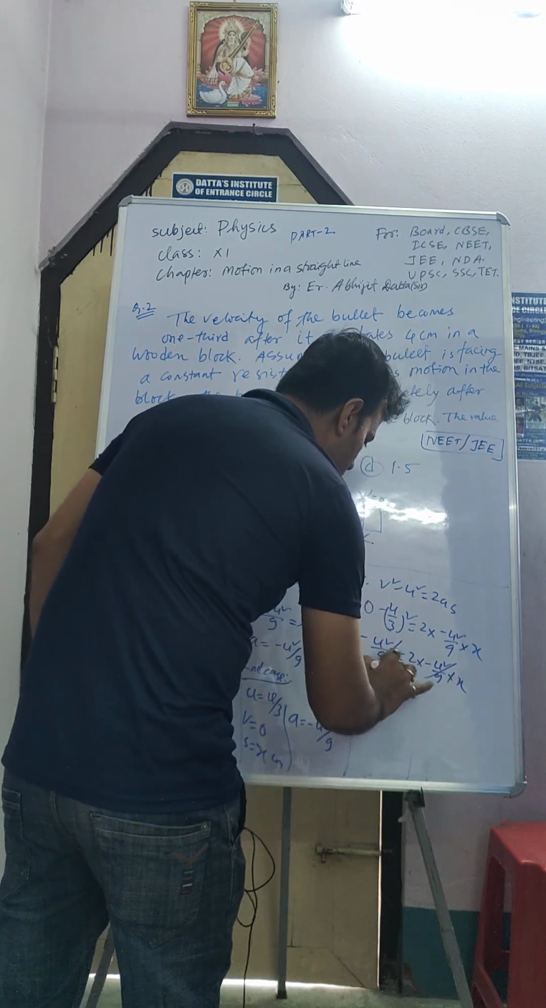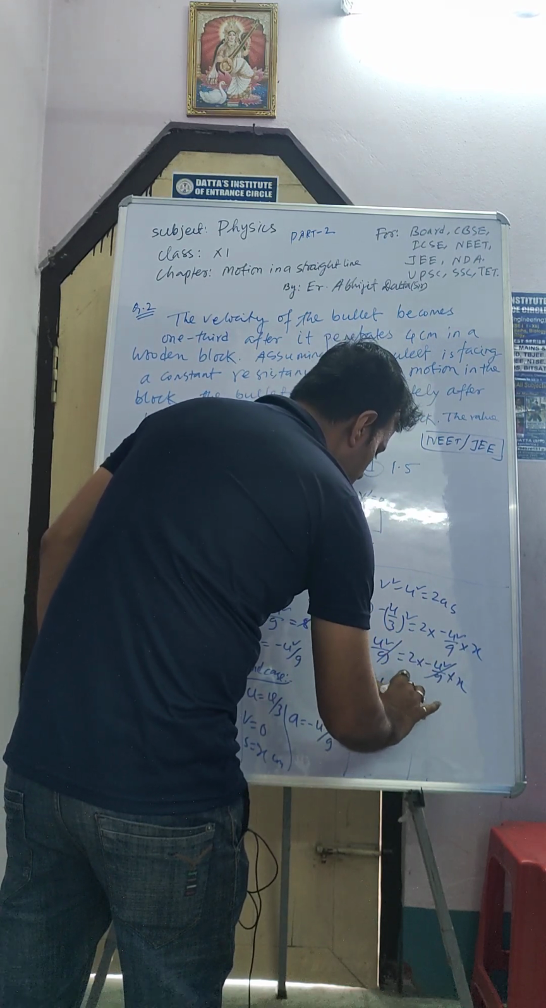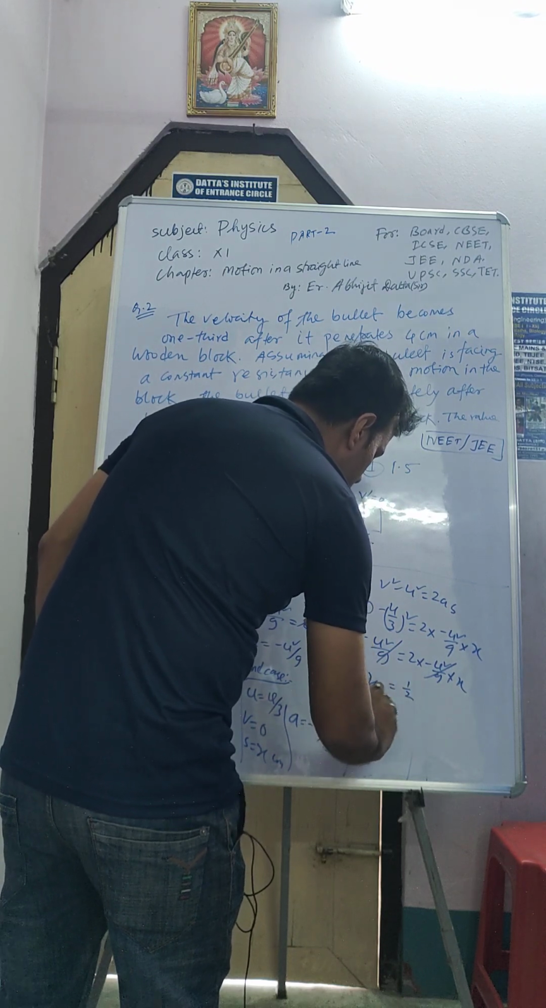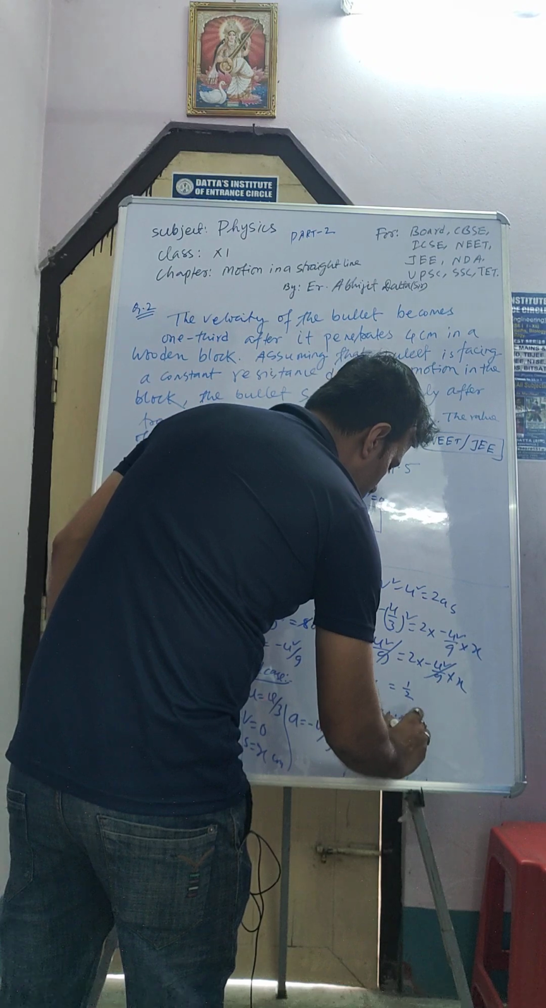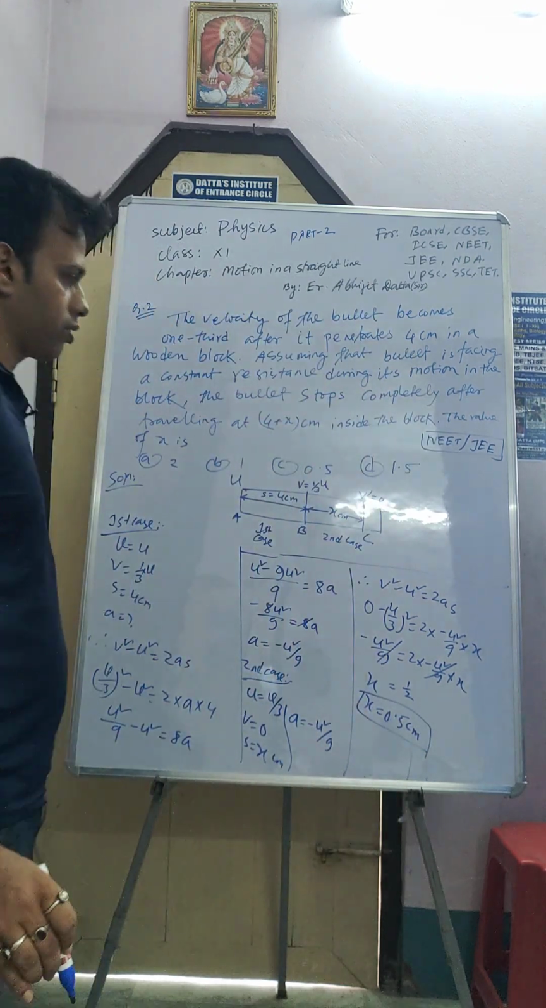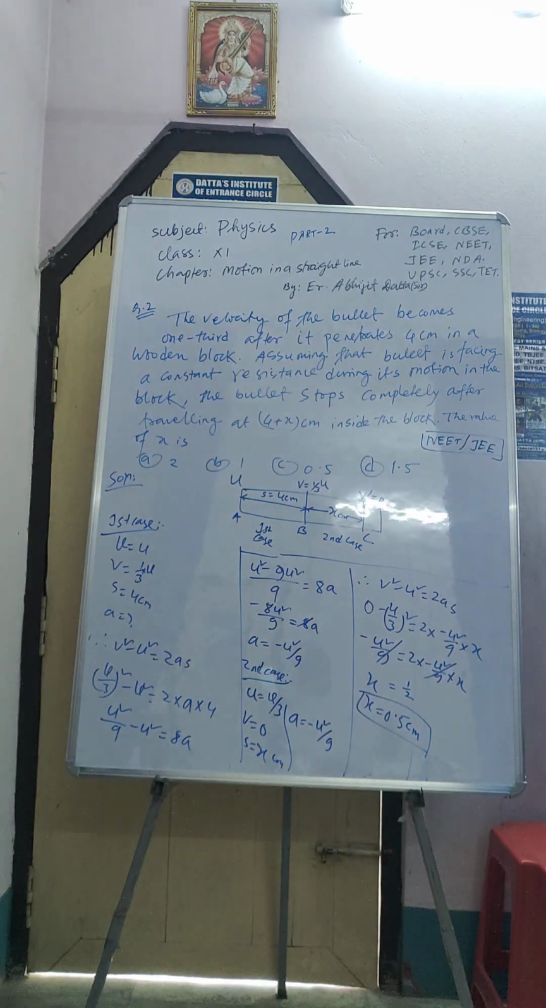So this one will be cancelled. So x will be 1 by 2. Sorry, x will be 1 by 2. So x will be 0.5 centimeter. Okay, so x will be 0.5 centimeter.